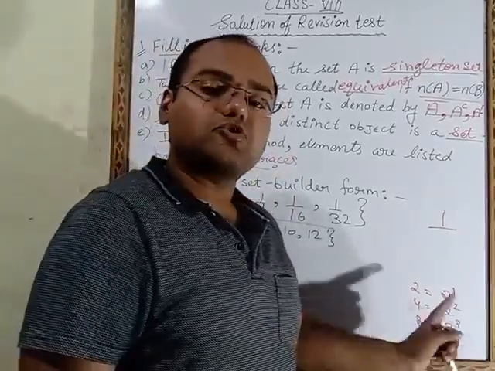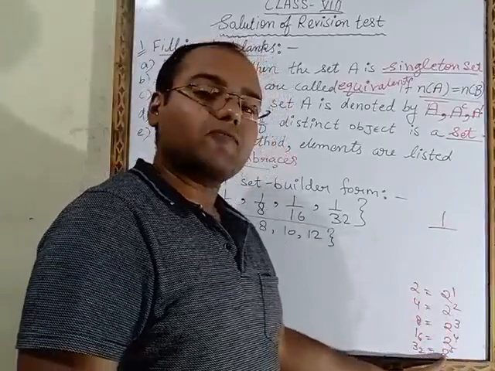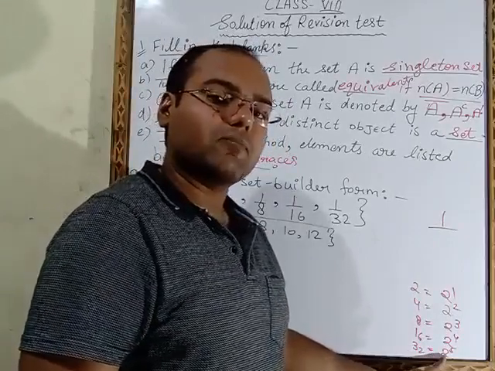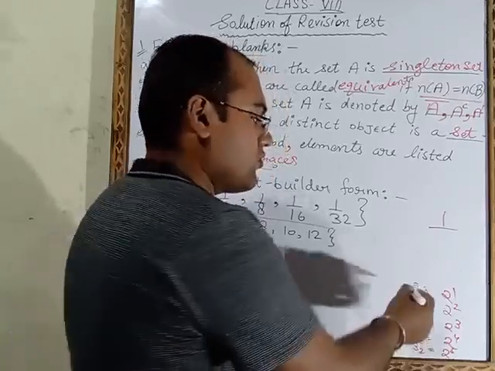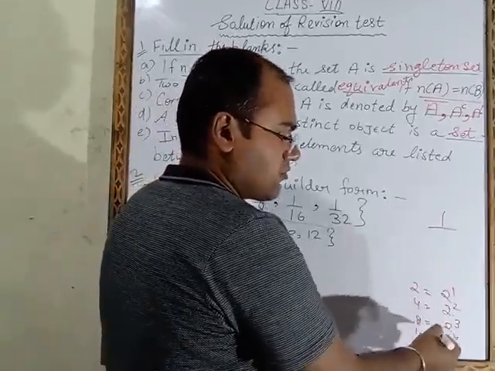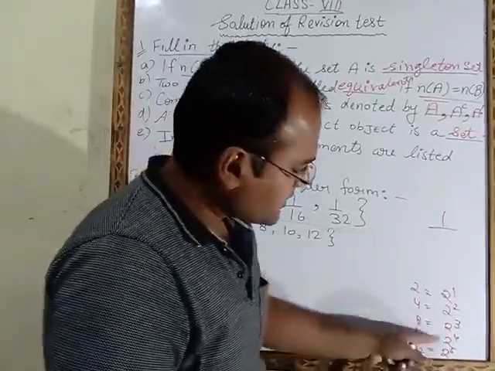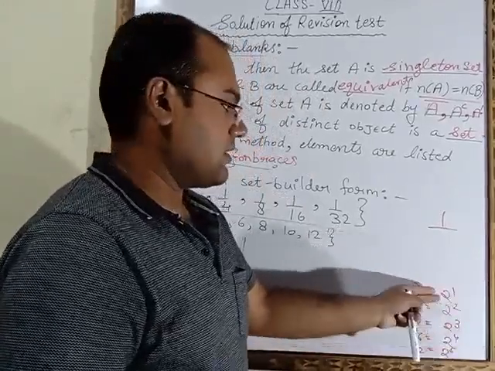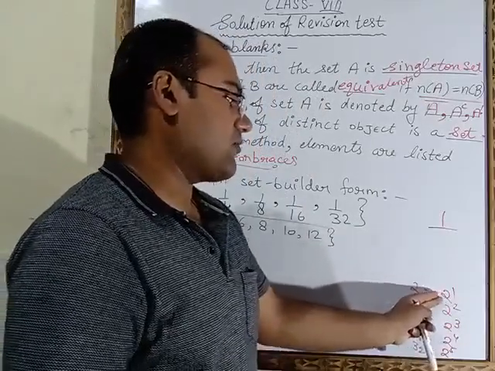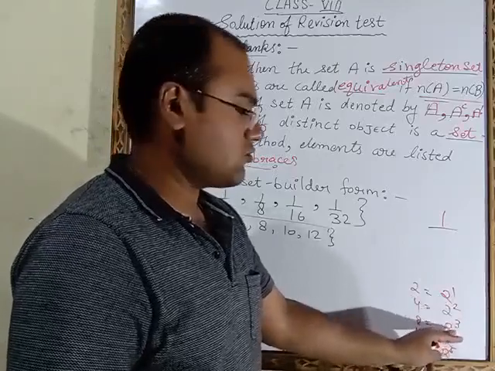2 power 3 means 2 multiply 2 multiply 2. The answer will be 8. If we multiply 2 five times, the answer will be 32. So 2 we can write as 2 power 1, 4 as 2 power 2, 8 as 2 power 3. Like this we can write. So here we observe that all these numbers are powers of 2 only. In the first number the power of 2 is 1, in the second number the power is 2, in the third number the power is 3.